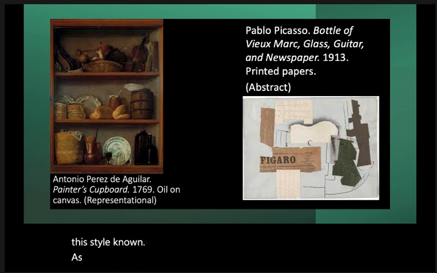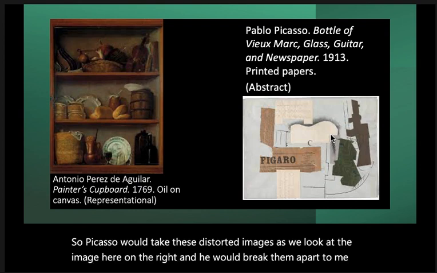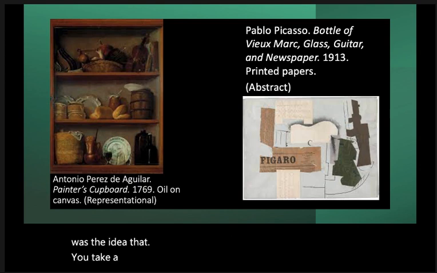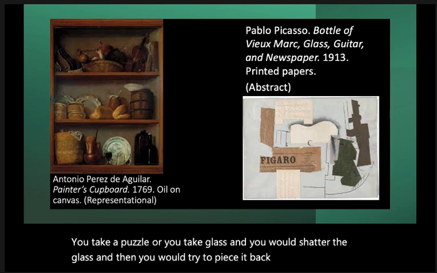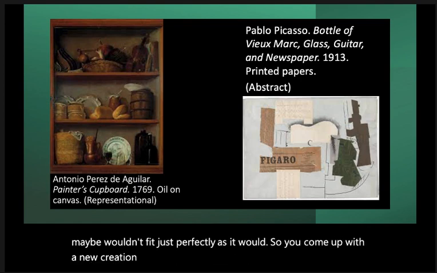So Picasso would take these distorted images, as we look at the image here on the right, and he would break them apart. To me, it was the idea that you take a puzzle or you would take glass and you would shatter the glass and then you would try to piece it back together, but it just maybe wouldn't fit perfectly, so you come up with a new creation out of those scattered pieces here.